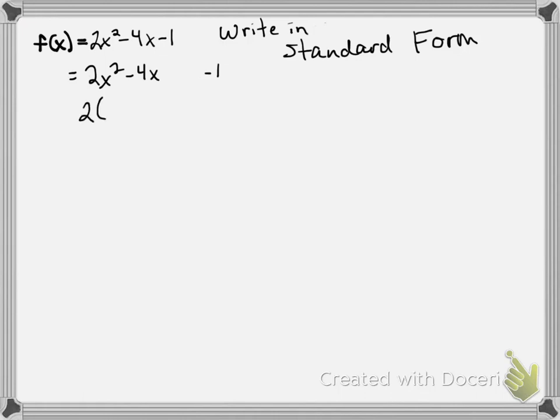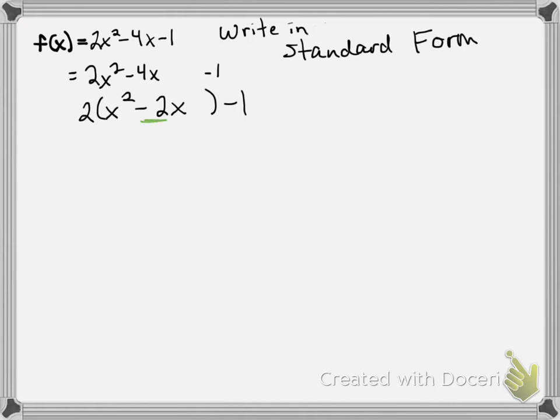So I'm going to factor out that 2, but I'm only going to factor it out from the x squared and the x terms. I'm not going to factor it out from the 1. If I did, then it would actually take more work to make this a perfect square and still keep everything the same. So from here, I'm going to just complete the square inside the parentheses.